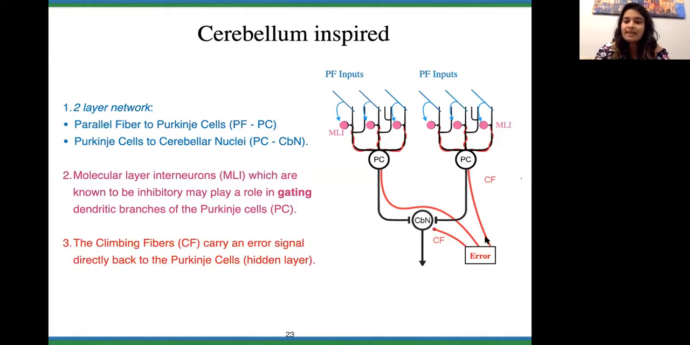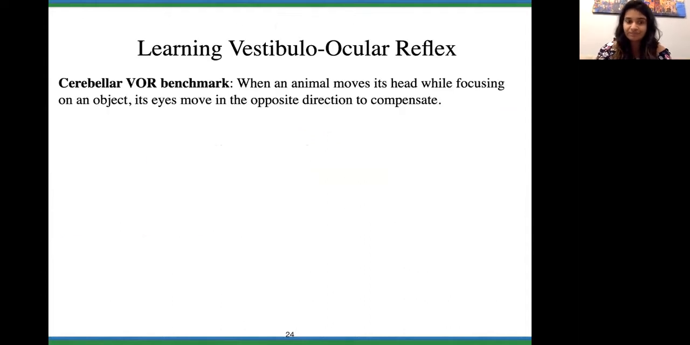And lastly, the error signal in the cerebellum is known to be fed back to not just the CBN, but also to the Purkinje cells, also to the hidden layer neurons. And so we do this as well in our model through local learning. We feed it back to the hidden layer. And so these are some of the many similarities that we have with known architectures and functionalities of the cerebellum.